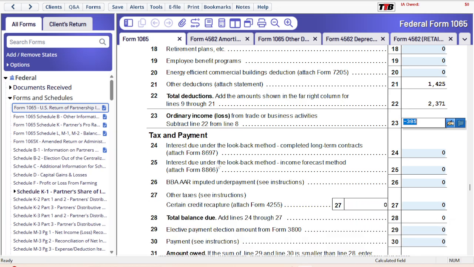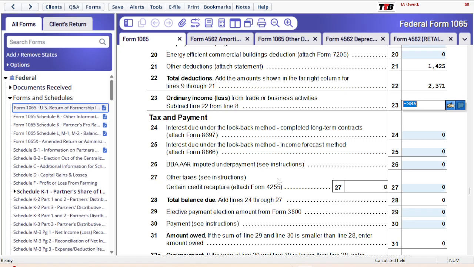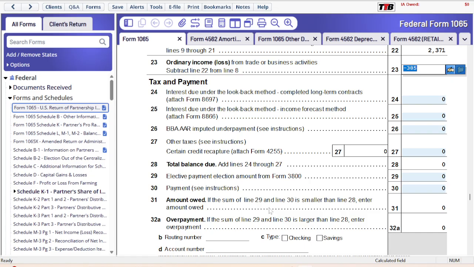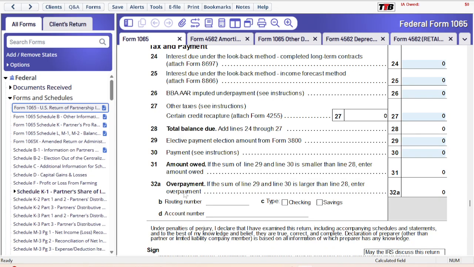Now we are going to continue down. It's asking about tax here. So here we are going to leave a blank other taxes. If you don't have any other taxes, then it's going to be blank. Otherwise, there is those areas there. Elective payment, election made from Form 3800 payments. We're going to leave those area blank. Amount owed, we are going to leave those. Overpayment, we are going to leave those blank.